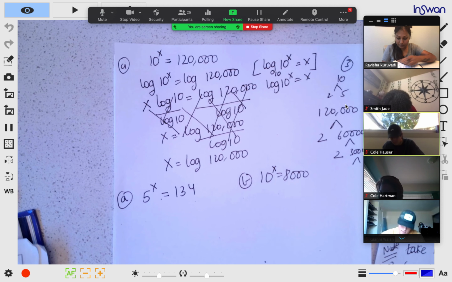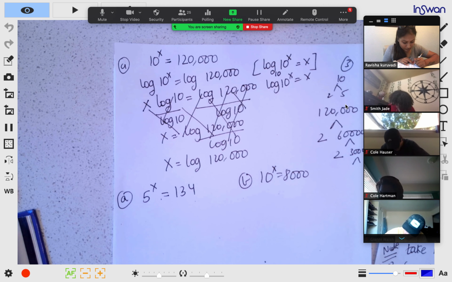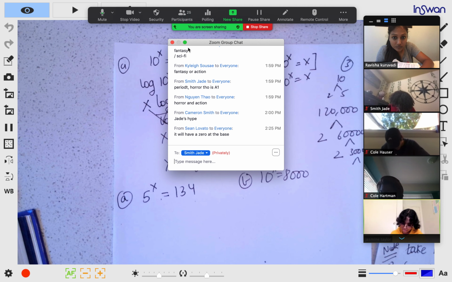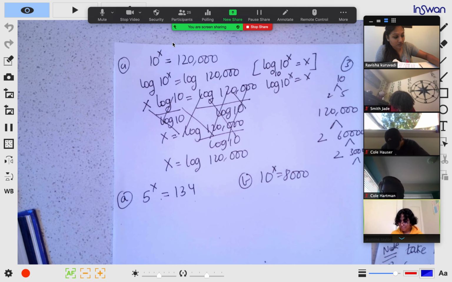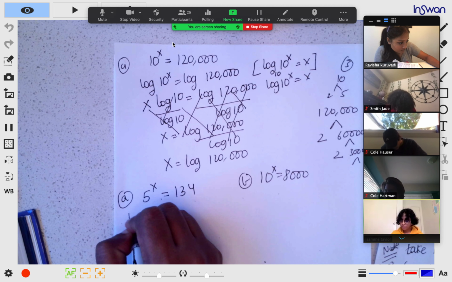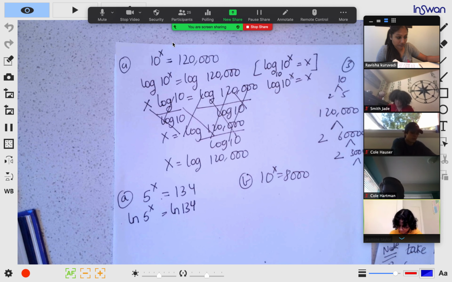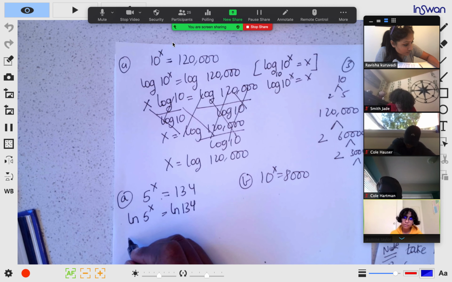Jasmine? Can you help me solve this one? So first, it's already on the other side, so we don't have to do anything. So we just take the natural log of 5^x, and then natural log of 134. And then from there, we just move the exponent up to the front.